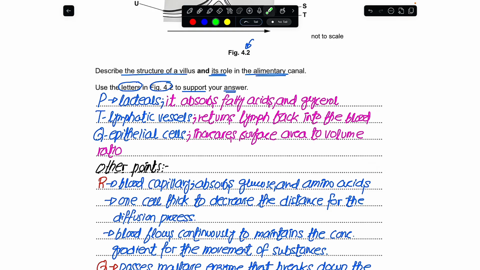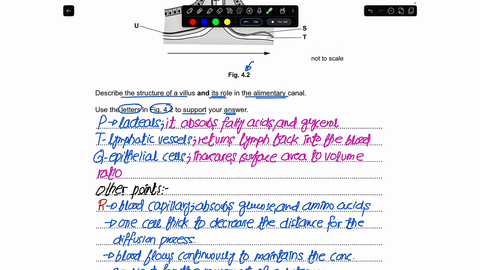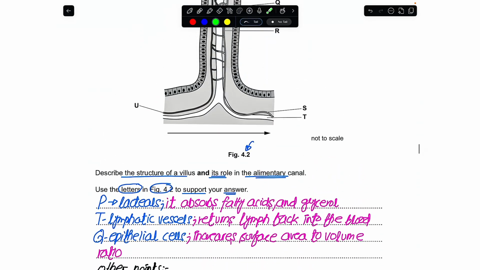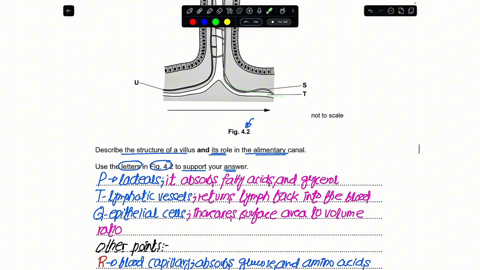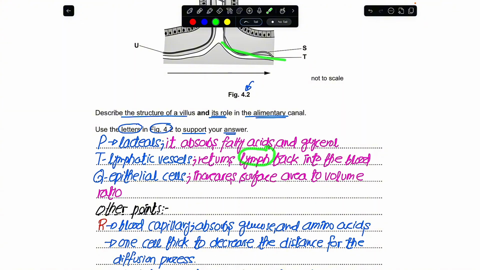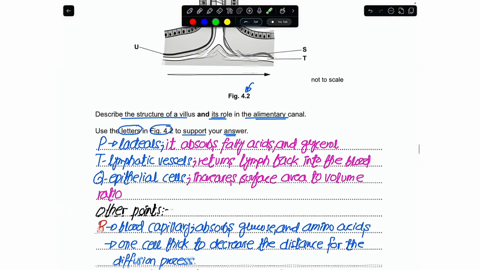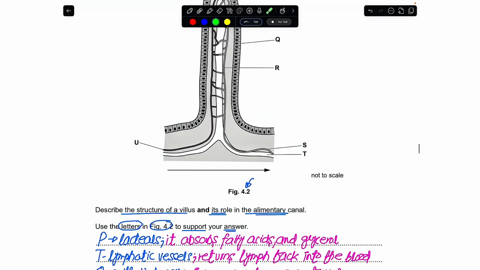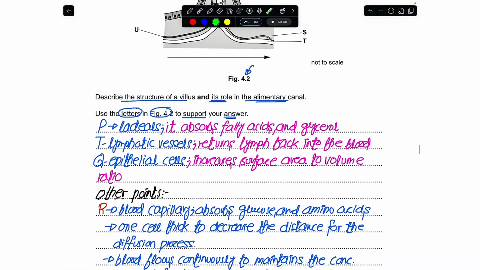So the P that I identified above was the lacteal, and it would absorb the fatty acids and glycerol. The T that we have got here would be draining the lymph away, having the fatty acids and glycerols in it. So this is the lymphatic vessel. We would say that it would return the lymph containing the fatty acids and the glycerol back into the blood.